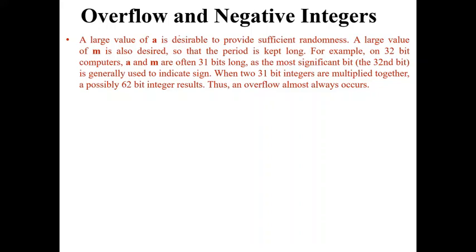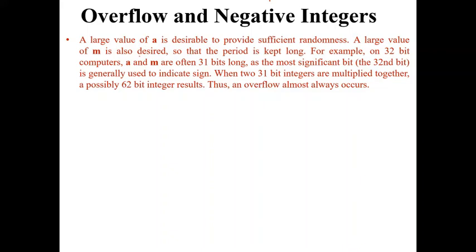So we have to learn something known as overflow and negative numbers before we proceed with this. So what do you mean by overflow? A large value of A is desirable to prove sufficient randomness. So that multiplier should usually be large and the modulo value should also be large to keep the period long. Whenever I have to keep the period long and get a maximal length generator, both A and M should be large. Okay.